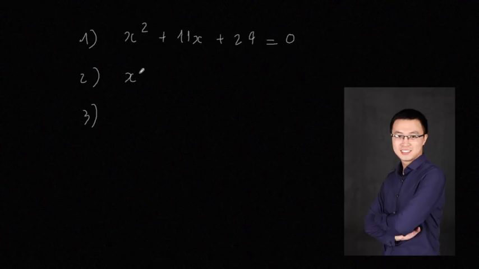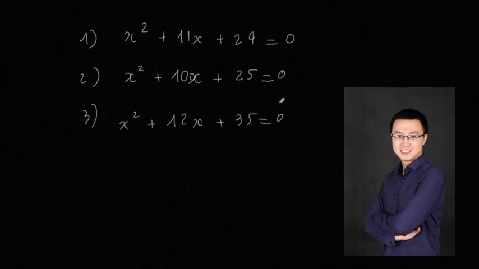And I think I will give you maybe 3 more examples, and you work by yourself. x squared plus 11x plus 24 equals 0, and x squared plus 10x plus 25. And the last one is x squared with a bigger number, 12x plus 35. Okay, work by yourself, and then you can use your calculator to solve X1 and X2.